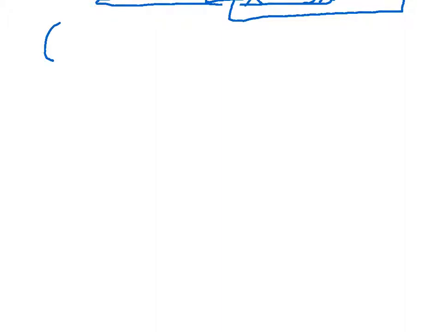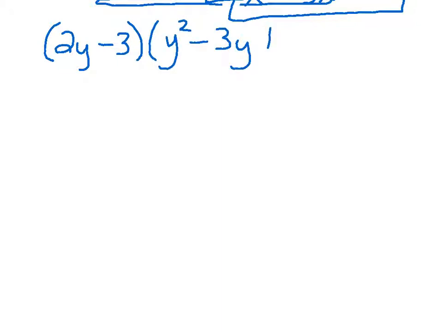Alright, so let's do 2y, ooh, I'm using a y this time, 2y minus 3 times, here comes a trinomial, buckle your seatbelt, we'll do y squared minus 3y plus 10. Alright, so we have a parentheses with 2 things and a parentheses with 3 things.